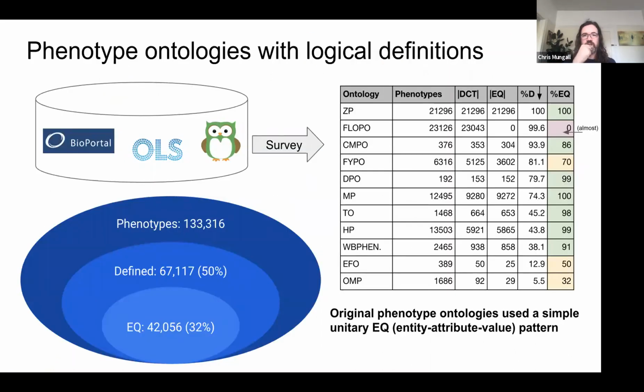So we initially had an effort where we at least got these ontologies to use a very basic design pattern that we call the EQ pattern. This is essentially an entity attribute value pattern. And at the outset of this reconciliation project, it seemed like we were doing quite well. Of the 130,000 different phenotype classes across all these different ontologies, about half of them had some kind of OWL definition, of which a decent subset followed this simple entity attribute value pattern.